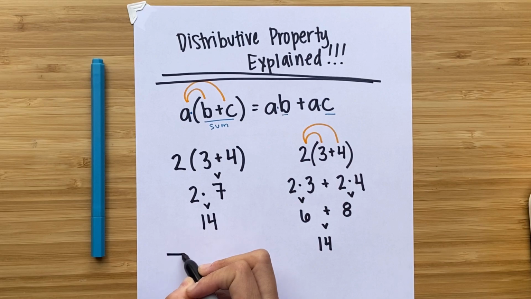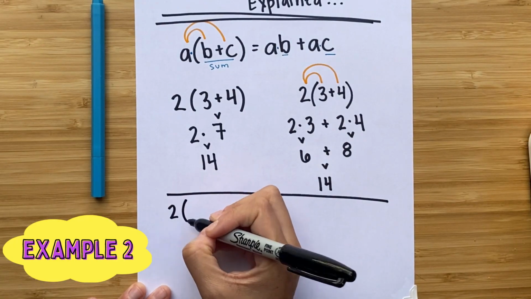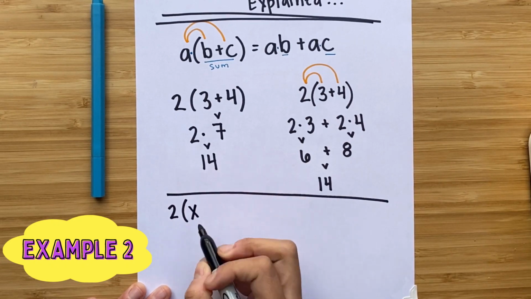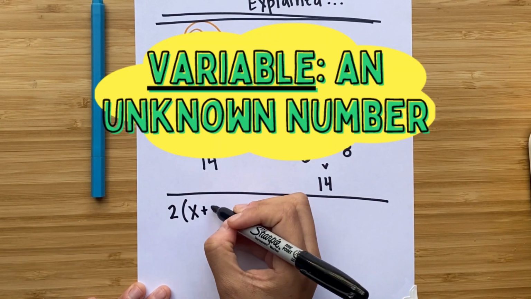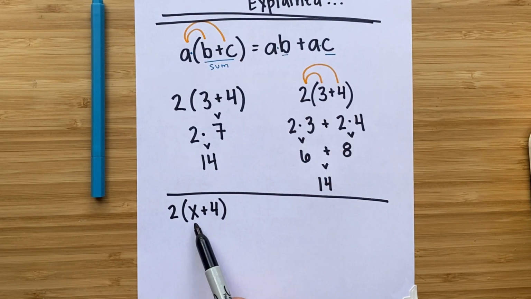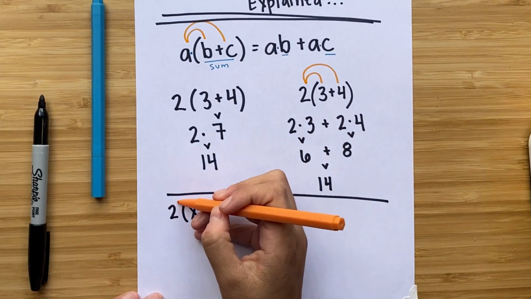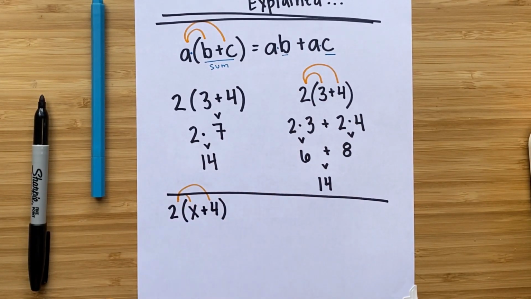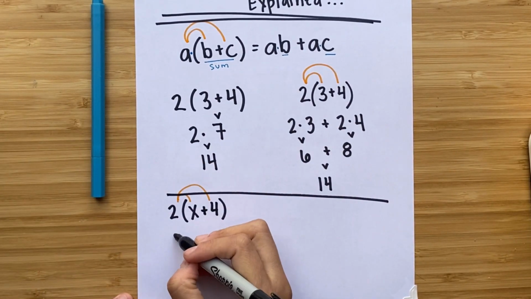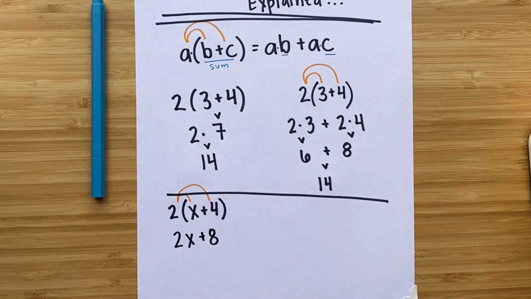So I'm going to draw a line here just so we can have some new space. And let's say that instead of the number 3, we have an x. A variable is just a number we don't know yet. And we need to simplify this expression. Well, we can't add x plus 4 because we don't know what x is yet. So we can use the distributive property and multiply 2 times x, which is 2x, plus 8.